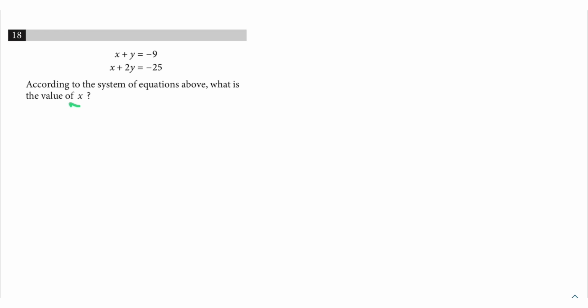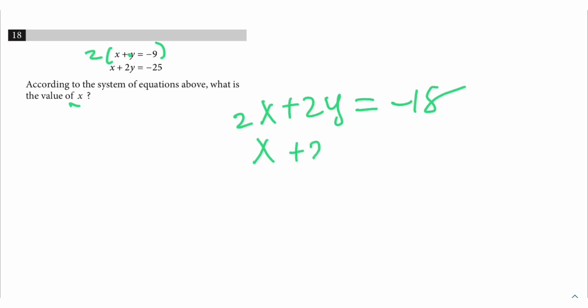So for this, we just need to find the value of X. So we're not even going to bother with the Y. We can just use elimination to get only X's. So we can do that by multiplying this equation by 2. So we can have a 2y here, so those would subtract out and be gone. So you'd get that 2x plus 2y is equal to negative 18. Here you'll get that x plus 2y is equal to negative 25.